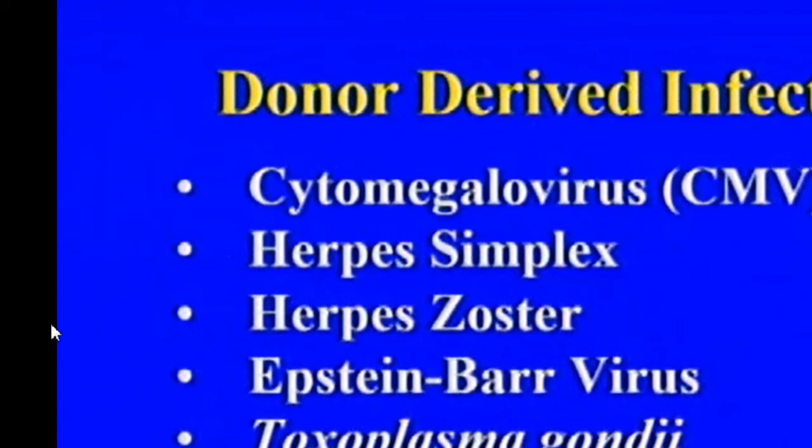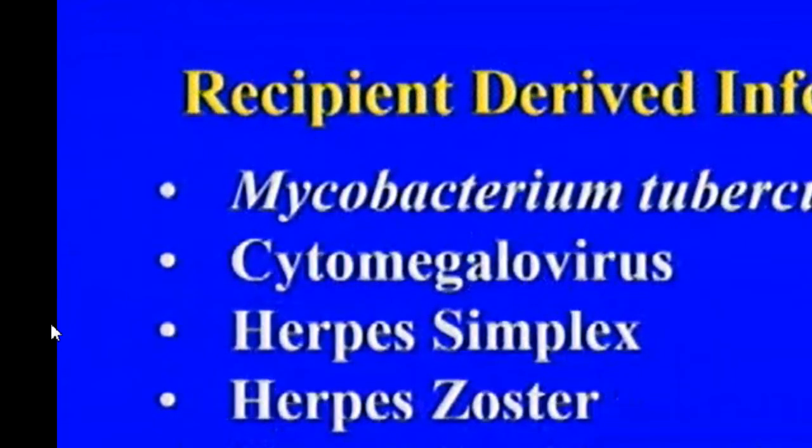Herpes simplex can be transplanted, herpes zoster, Epstein-Barr virus, toxoplasma, Mycobacterium tuberculosis, and rarely HIV and rabies, but it has been reported. How about the recipient himself, the patient? You can have derived infections like tuberculosis, CMV, herpes simplex zoster, but also human papilloma virus, maybe in the recipient.